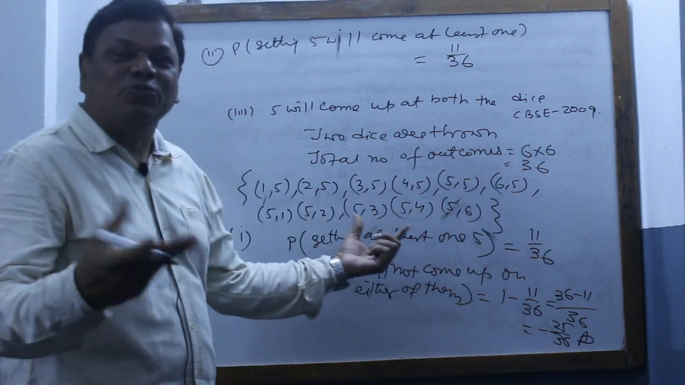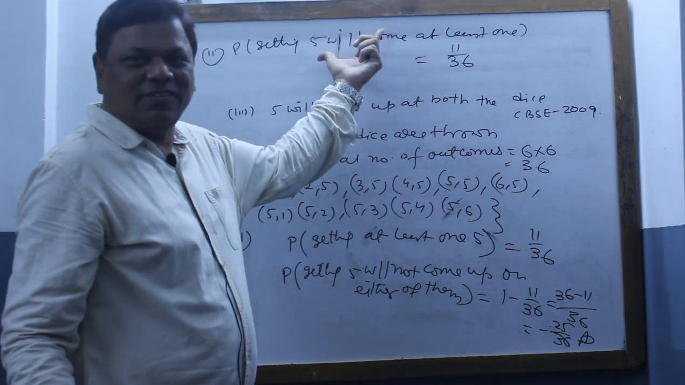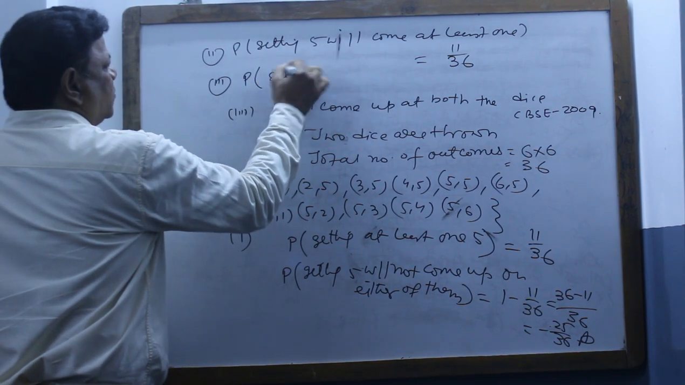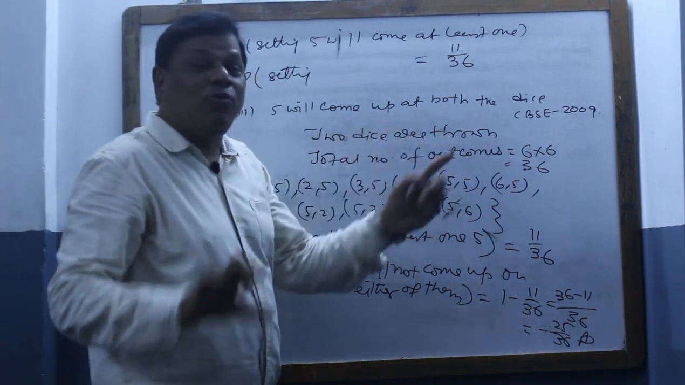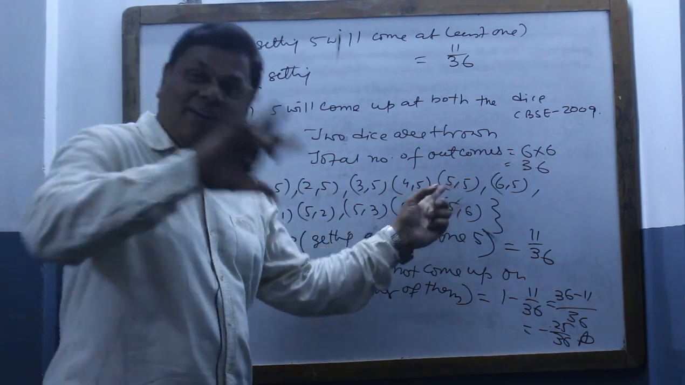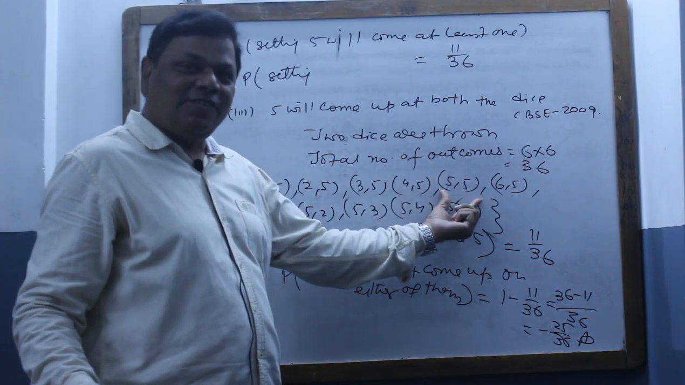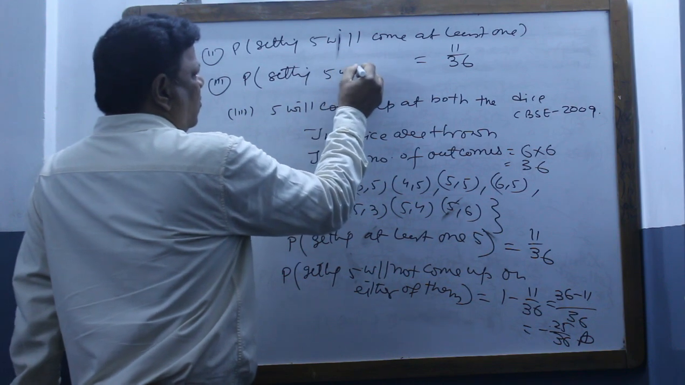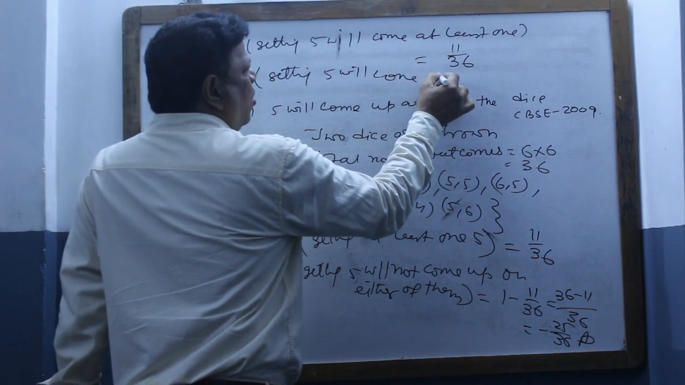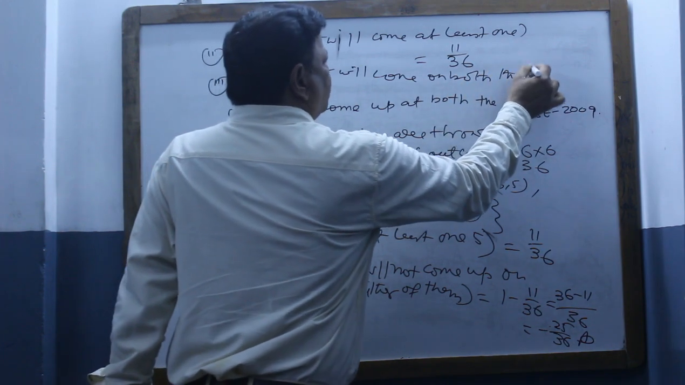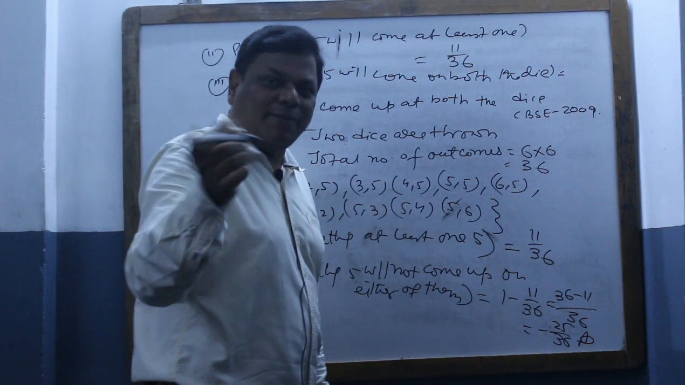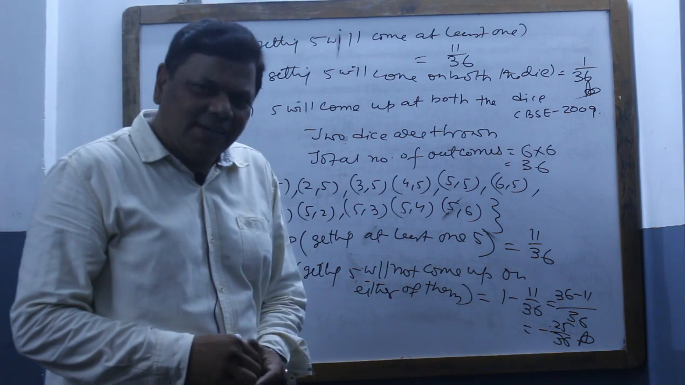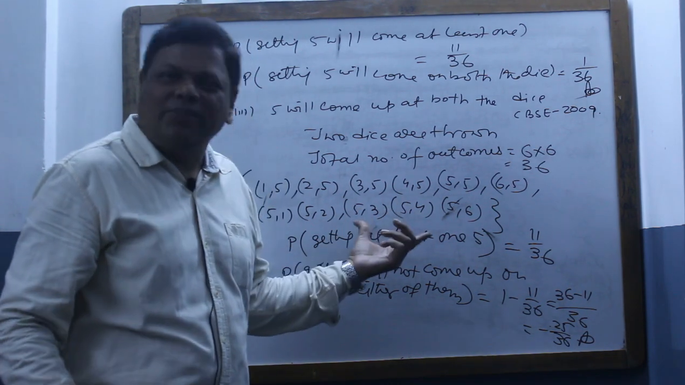At least 1 means what? 1 time or 2 times. This is the answer for this. Clear? And the third part, what is given? Probability of getting 5 on both the dice. Both the dice means here also 5, there also 5. That is both dice coming 5, and that is only 1 time it is coming. So my answer is 1 by 36. I think this is a little different, so 2-3 times you see the video, then only you can understand.